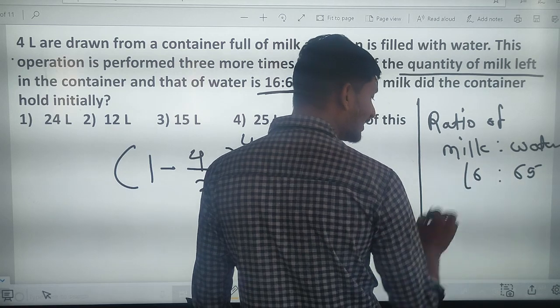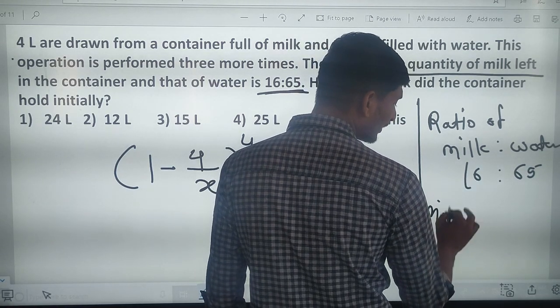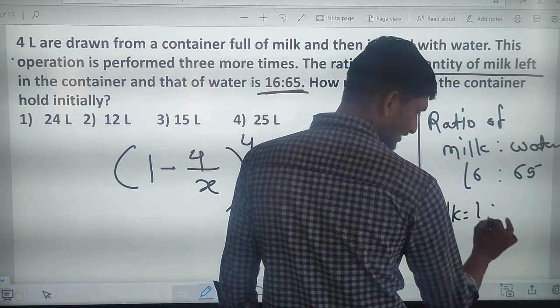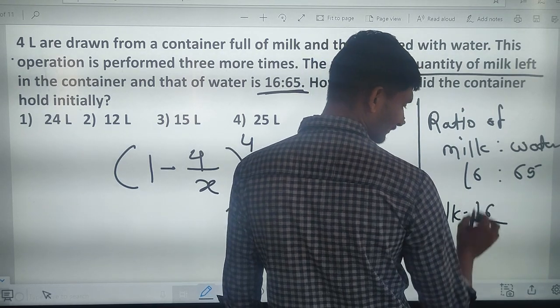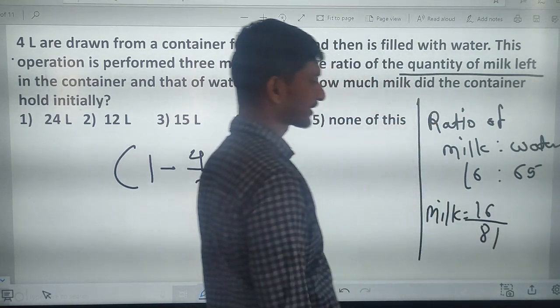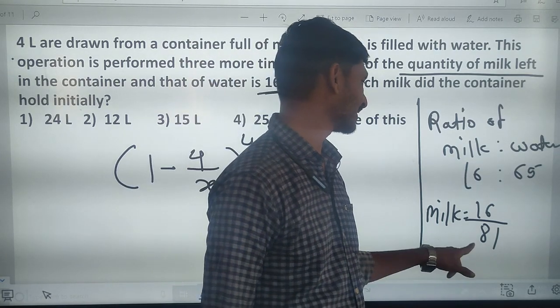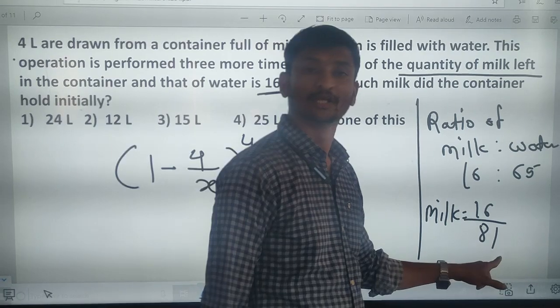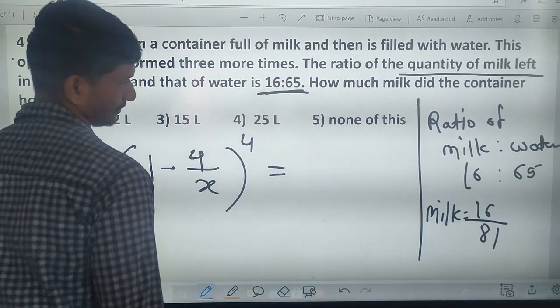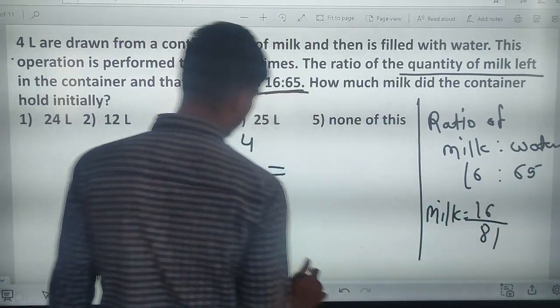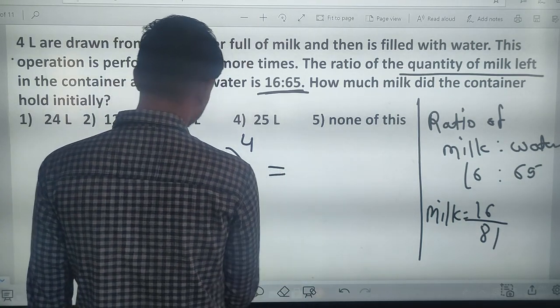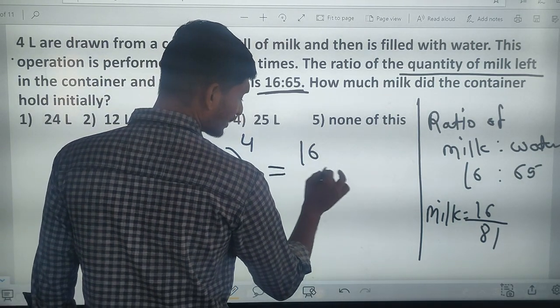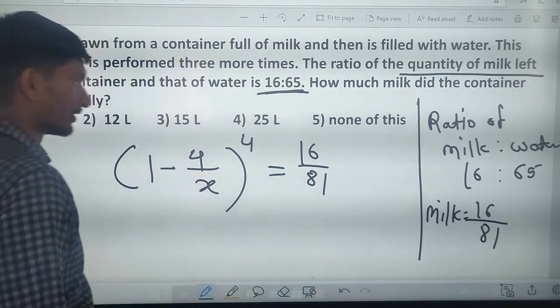Then milk remaining is 60 out of total 81 liter. The part of milk in the container is 16 liter out of 81 liter, the addition of these is 81 liter. Now here we got the remaining milk is 16 out of 81.